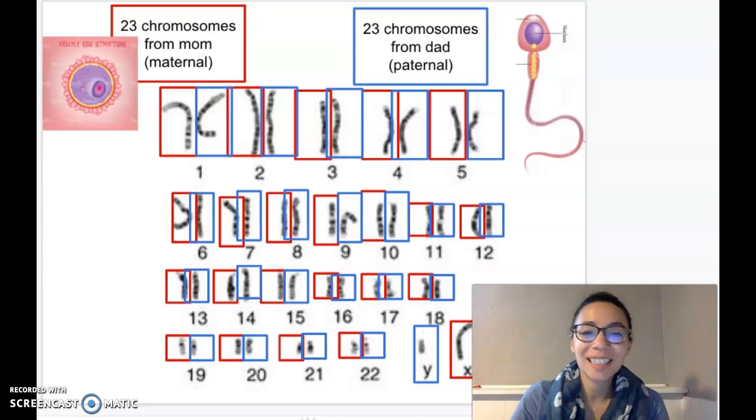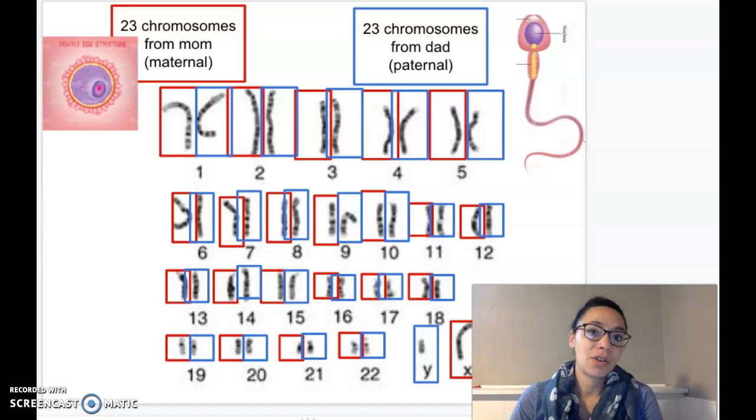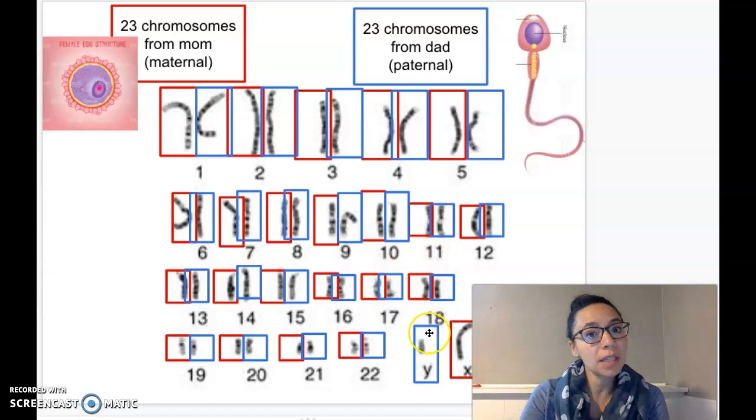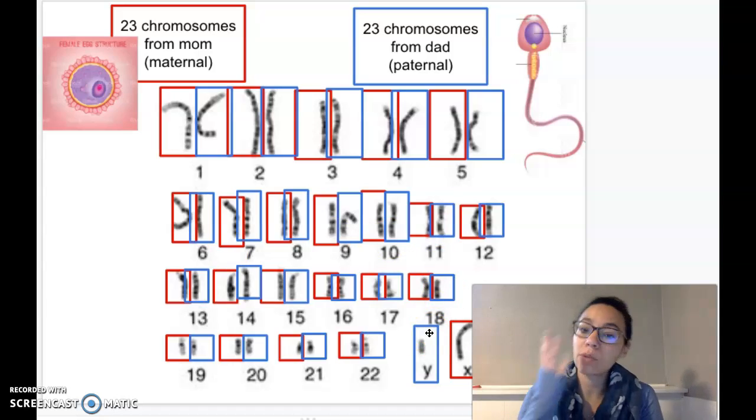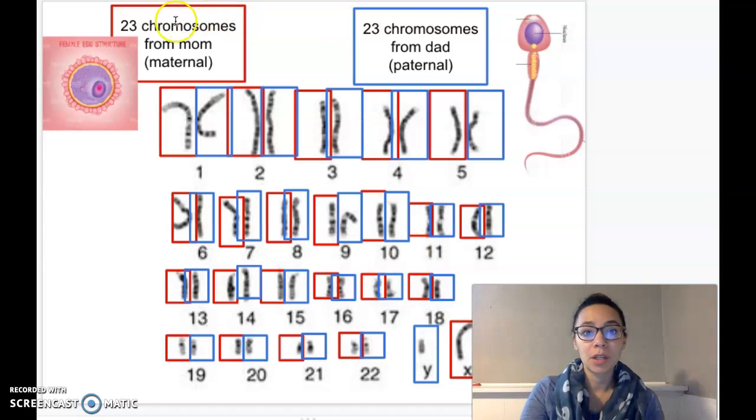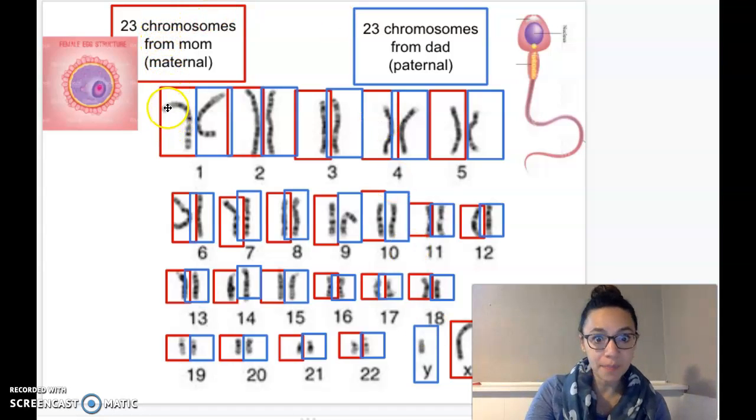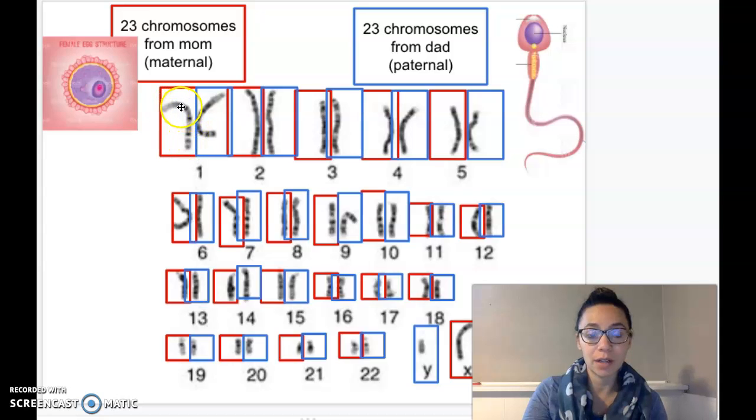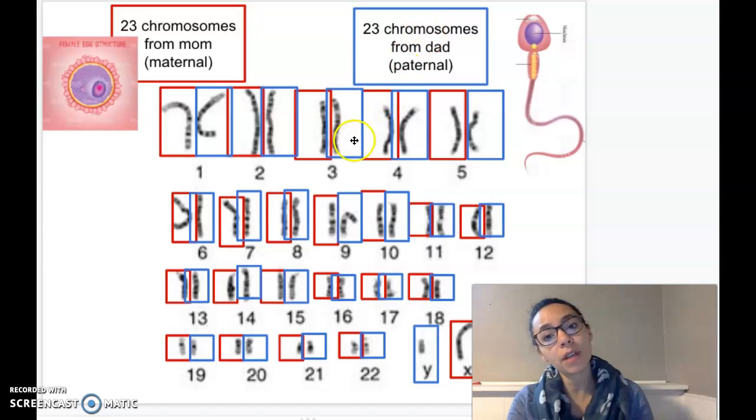Hello everyone! Today we're going to be talking about the process of meiosis. So we know that humans have 46 chromosomes, right? So we have 23 pairs. 23 come from mom, right? So each of these that are in a red box comes from mom, and 23 come from dad.